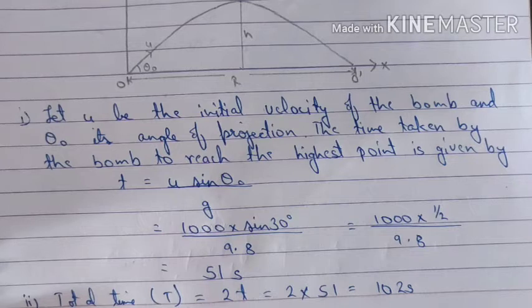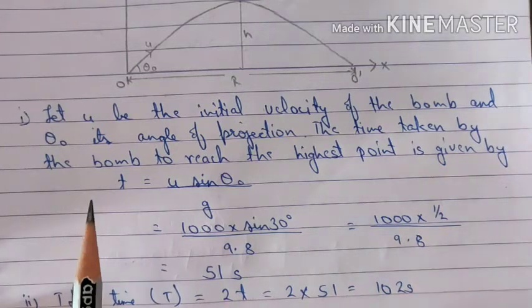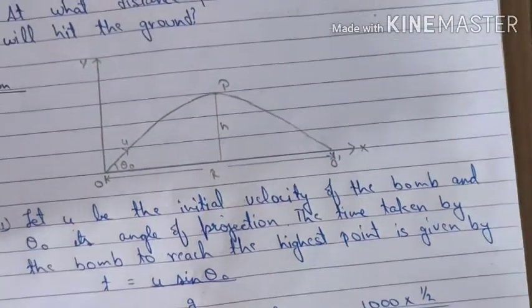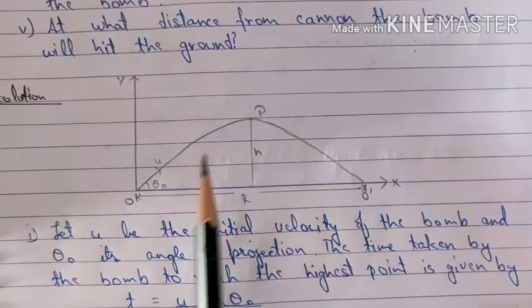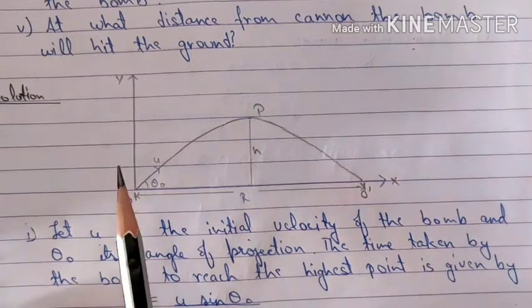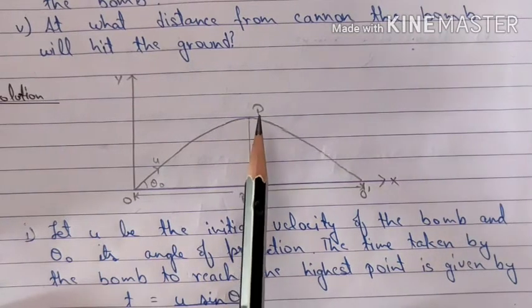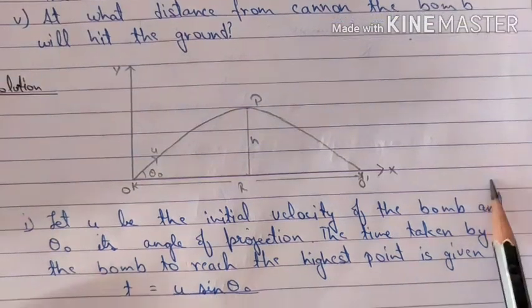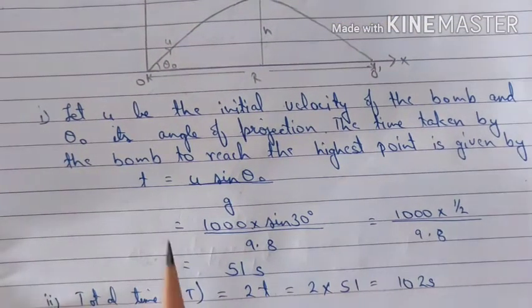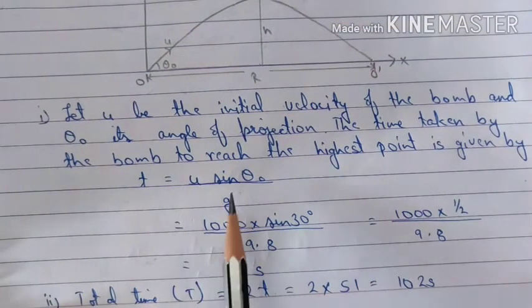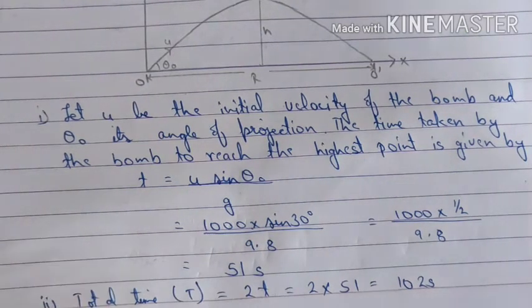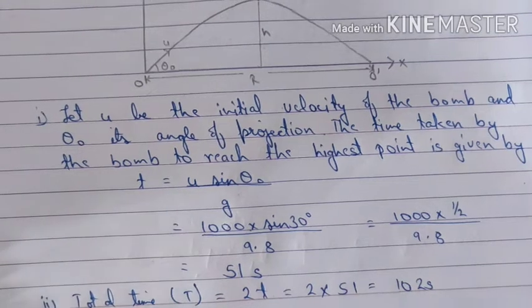I am again repeating it. Here we are calculating the time for the motion of bomb from point O to maximum height, or you can say the point representing the maximum height point P. We are not talking about complete motion. So the value of time can be given as u sine theta naught whole upon g, and calculating it we get the value 51 seconds.